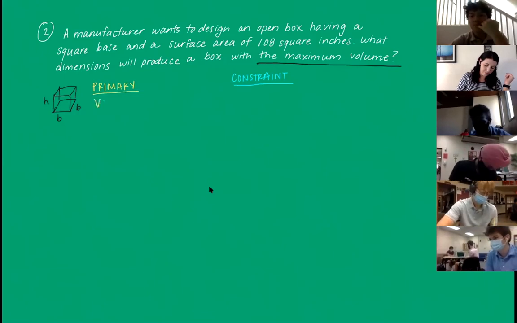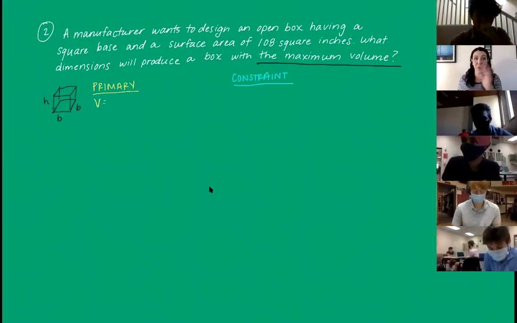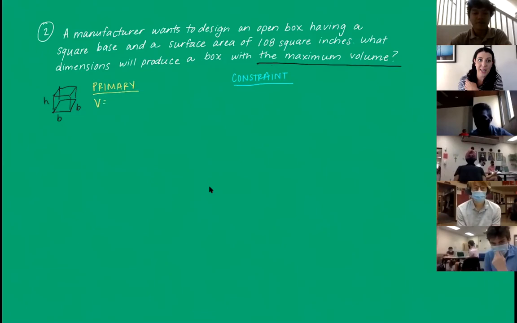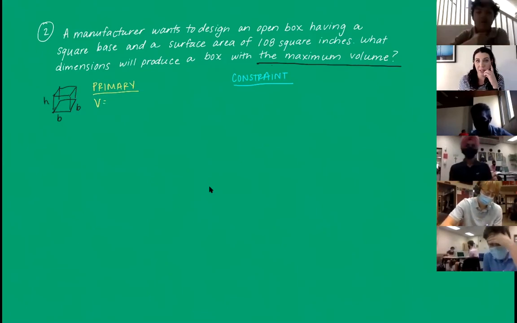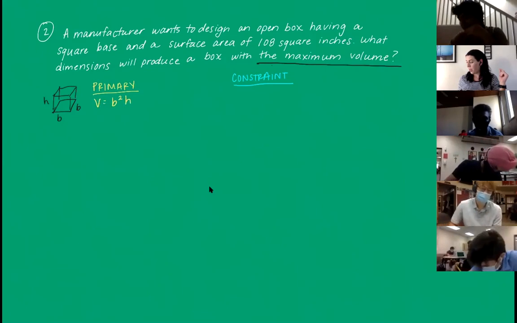It might help to maximize a base or a height or a surface area, but we want to for sure find the maximum volume. That's what the question says. What would the volume of this box be equal to, Ethan? B squared times H. B squared times H, perfect. So that is my primary equation. I'll let you off the hook.